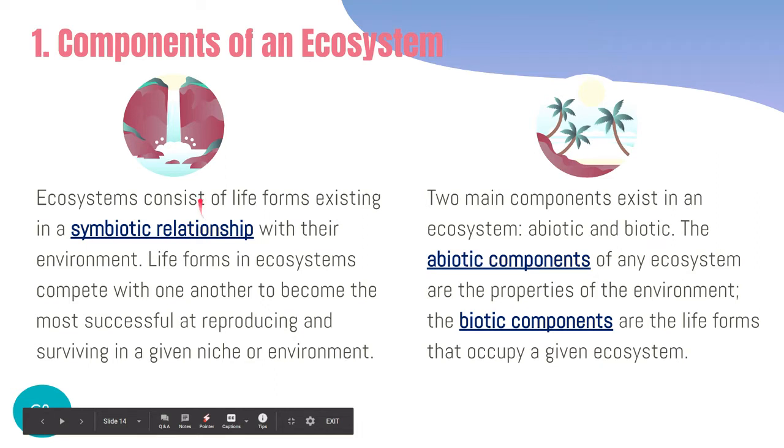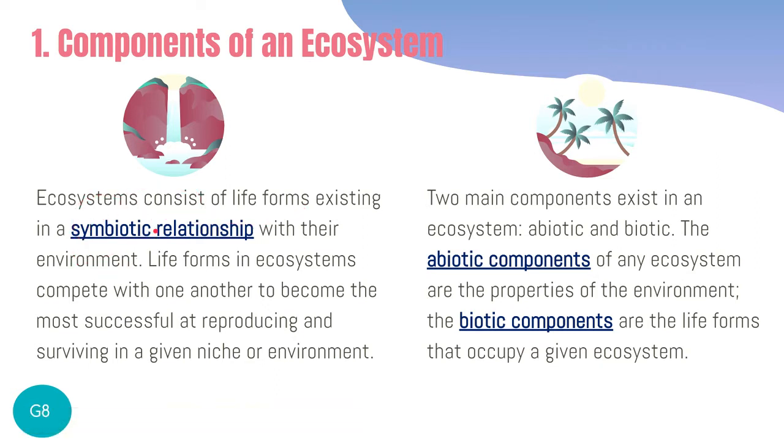Ecosystems consist of living organisms existing in a symbiotic relationship with their environment. Okay, so when we say symbiotic, that's an interconnected relationship that's usually mutually beneficial to both parties. So life forms in ecosystems compete with one another to become the most successful at reproducing and surviving in a given niche, or their given ecological role or position in their environment. So the two main components that exist in an ecosystem are its abiotic and biotic factors or components. Okay, so abiotic components are the physical properties of the environment, the non-living component, while the biotic components are the life forms or the living organisms that occupy that ecosystem.